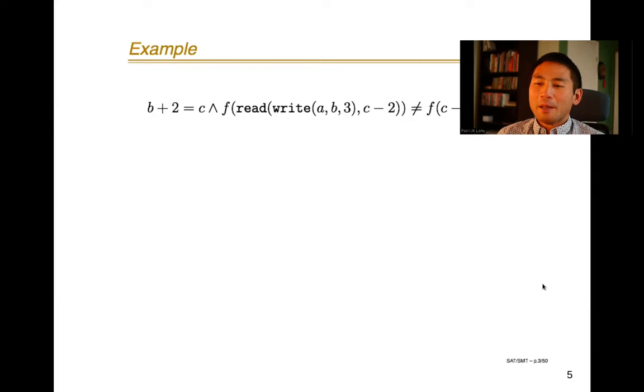Okay, so here's an SMT formula. It has a bunch of stuff. So what does it have? It has an uninterpreted function symbol F here.